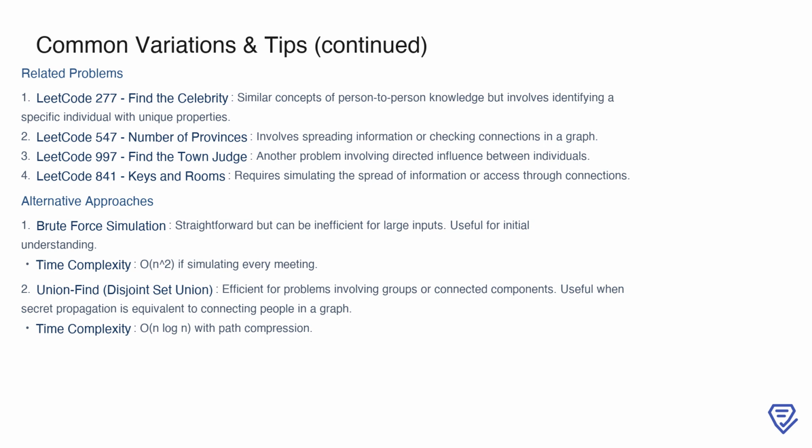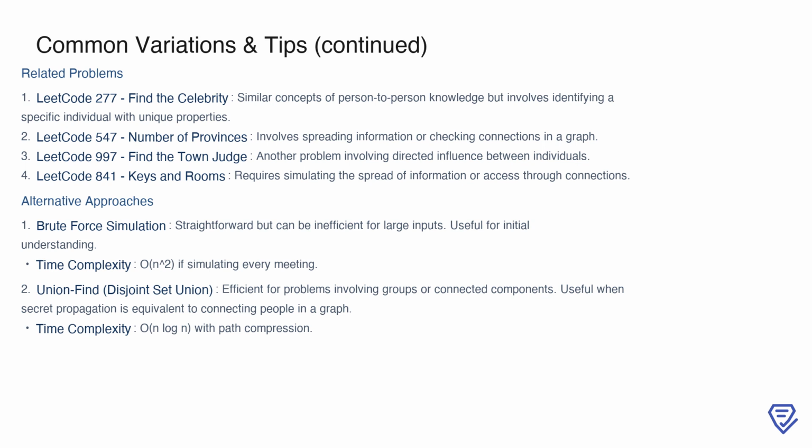Let's look at some related problems and alternative approaches that can help solidify your understanding. A few similar problems include LeetCode 277, which involves finding a celebrity, a person who is known by everyone but knows no one else. Then there's LeetCode 547, which explores the concept of connected components in a graph, similar to spreading information. Another is LeetCode 997, where you identify the town judge, again dealing with directed influence. Finally, LeetCode 841, Keys in Rooms, involves simulating access or information spread through a network.